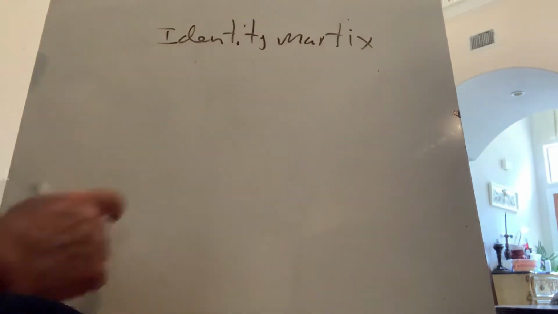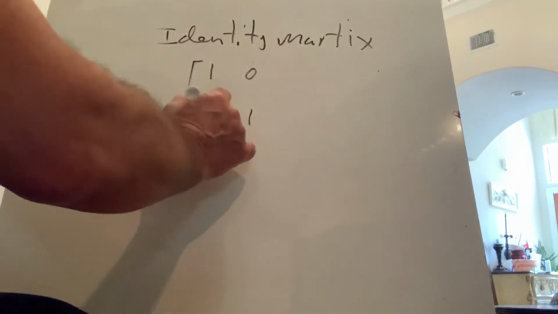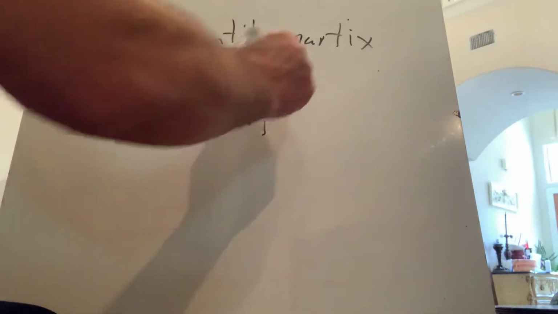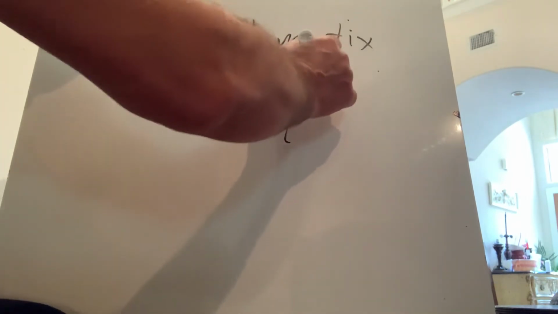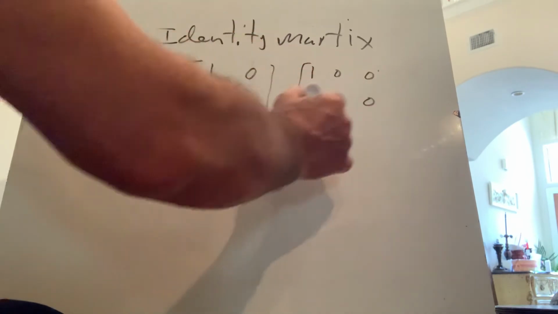Now this is different sizes. It could be a 2 by 2 identity, 3 by 3. Anytime you have ones along your diagonal and zeros everywhere else in your matrix, that's called the identity matrix, okay? So this is for a 2 by 2. Now 3 by 3, of course, will be the same thing, except you have 3 rows and 3 columns. So 1, 0, 0, 0, 1, 0, 0, 0, 1.